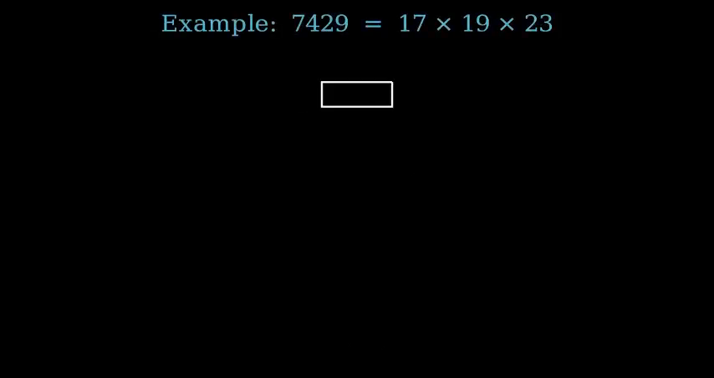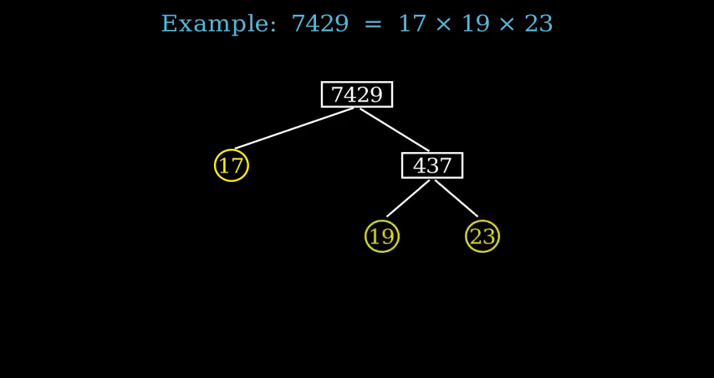Example 3. The number 7429. 7429 splits into 17 and 437. 437 splits into the primes 19 and 23. Therefore, 7429 equals 17 times 19 times 23. In every example, we reach unique prime factors, confirming the theorem.